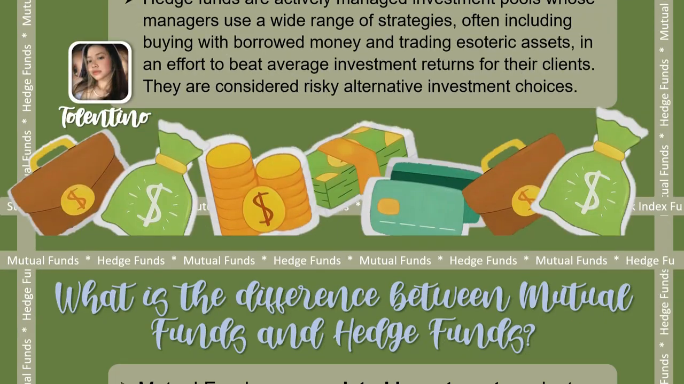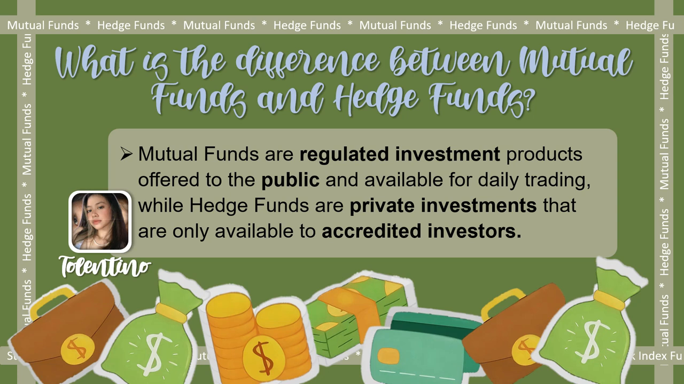So, what's the difference between mutual funds and hedge funds? Mutual funds are regulated investment products offered to the public and available for daily trading, while hedge funds are private investments that are only available to accredited investors. So, hedge funds are managed in a much more aggressive fashion. Unlike mutual funds, hedge funds take speculative positions in derivatives and they short sell stocks.